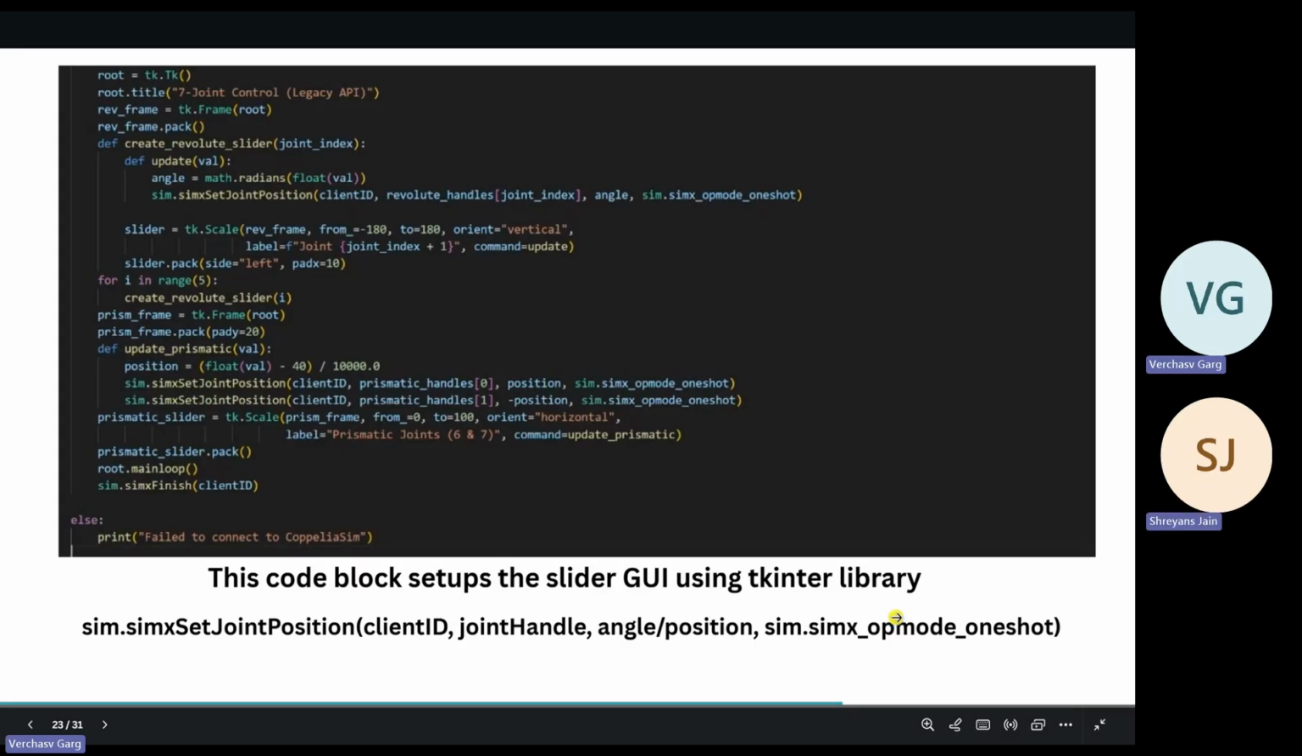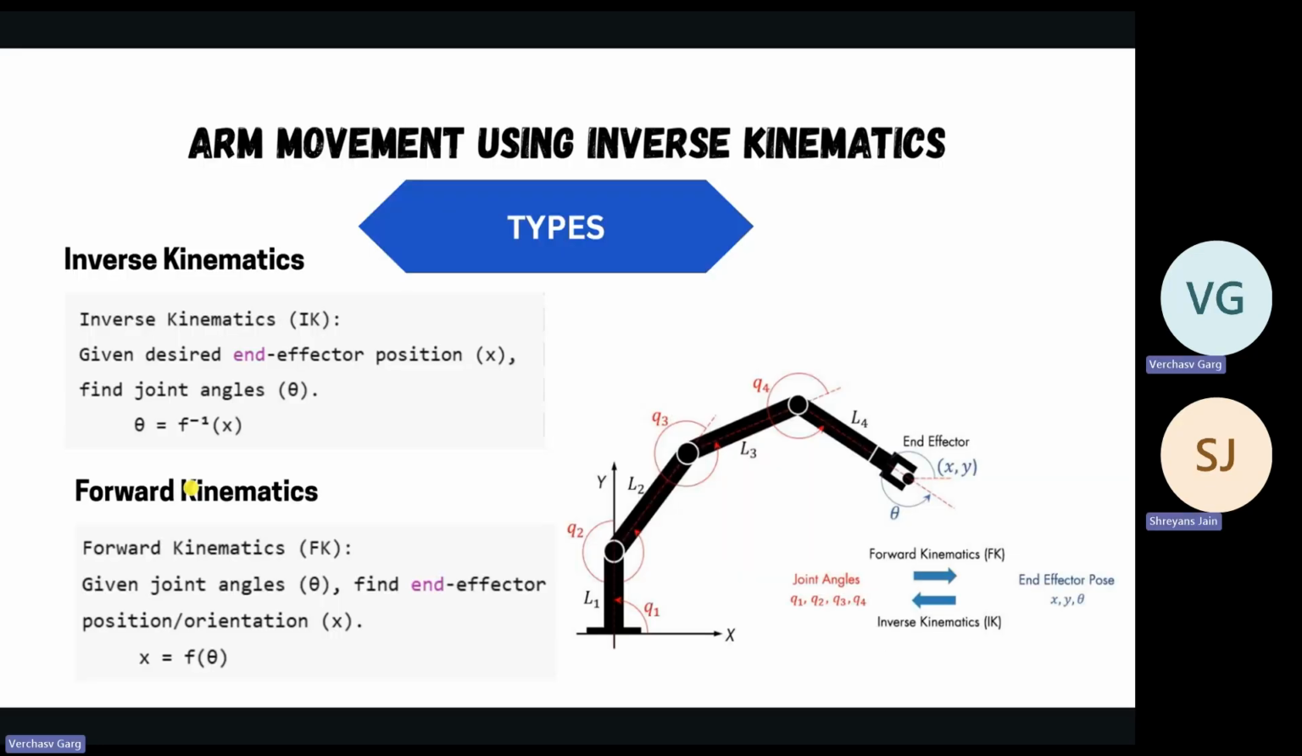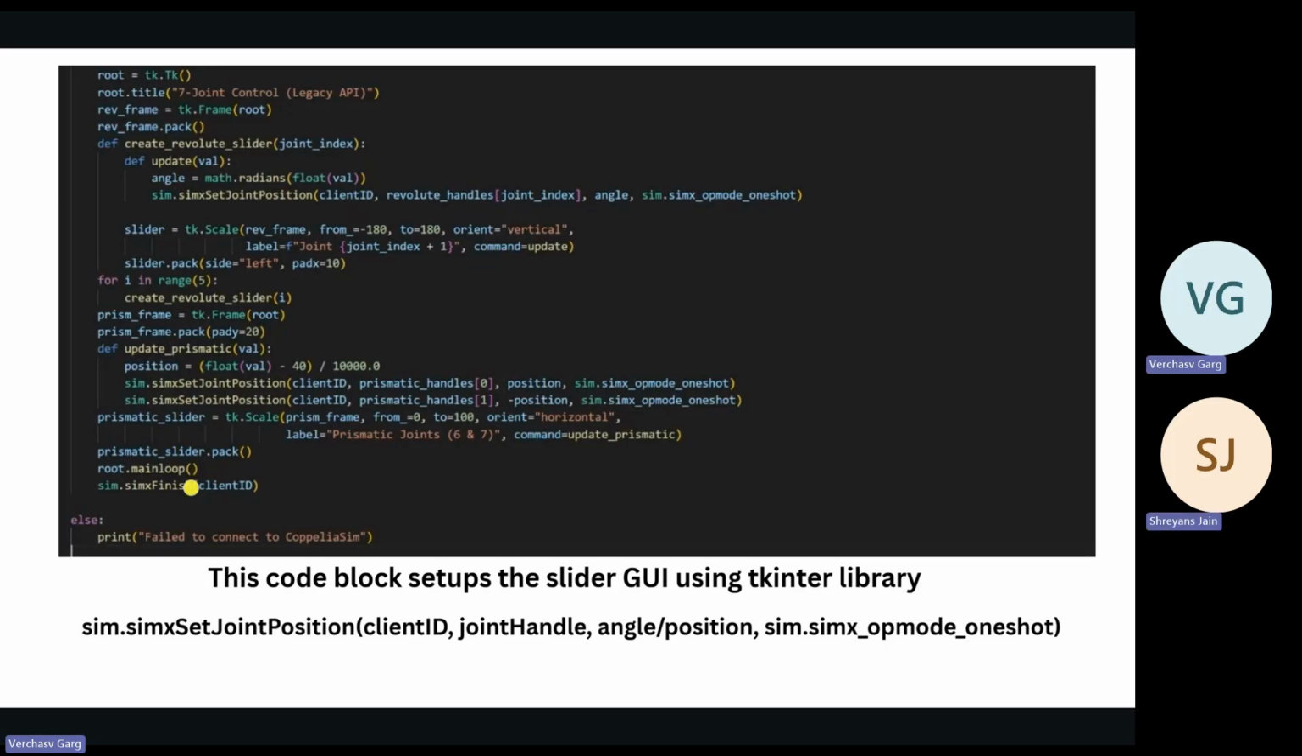After that, we create prism frame, which is the horizontal slider we are using to control the gripper. So we are again using the simxSetJointPosition API call to move the slider, and via that we are moving the gripper. After that, the last line closes the connection once we close our program. After that, my friend will take over.